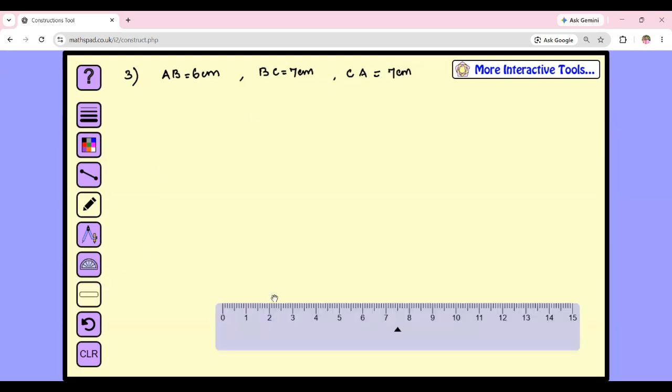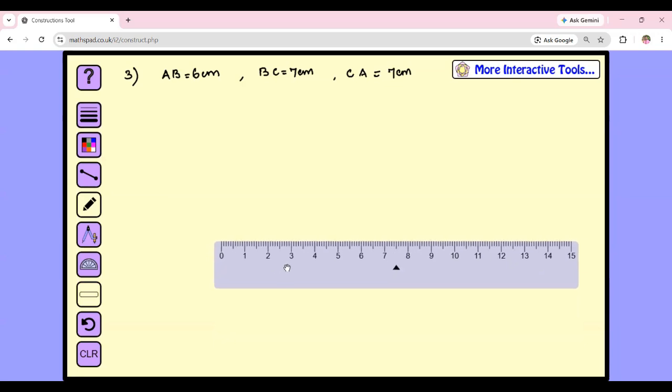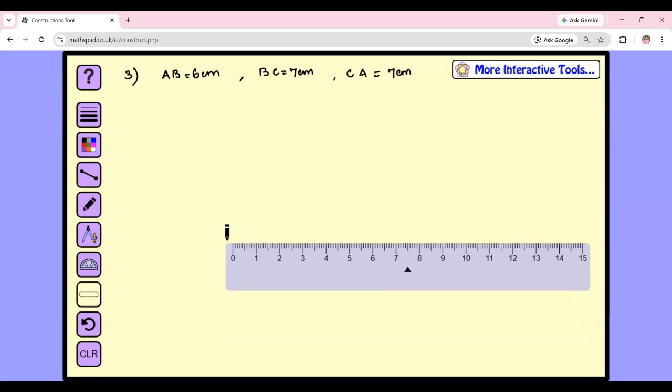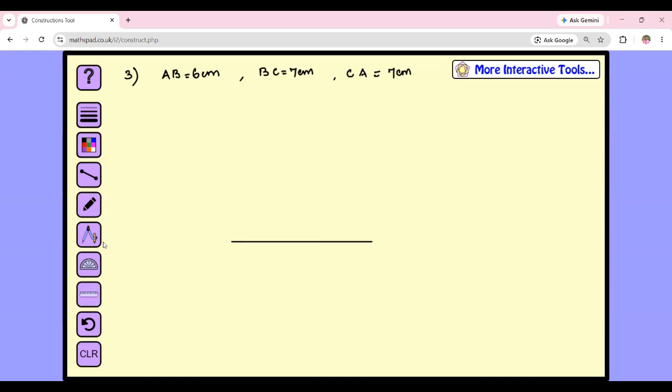First we will construct AB equal to 6 centimeter. Now this is my marker. This is A and this is B.